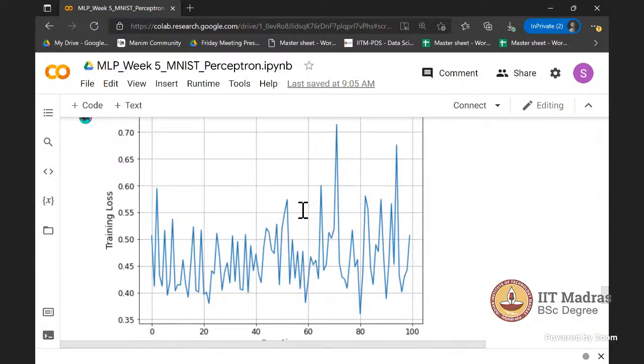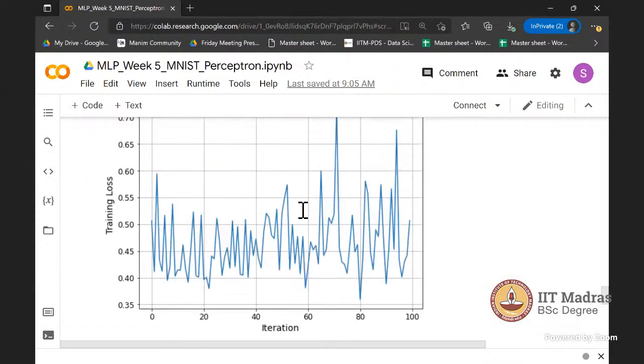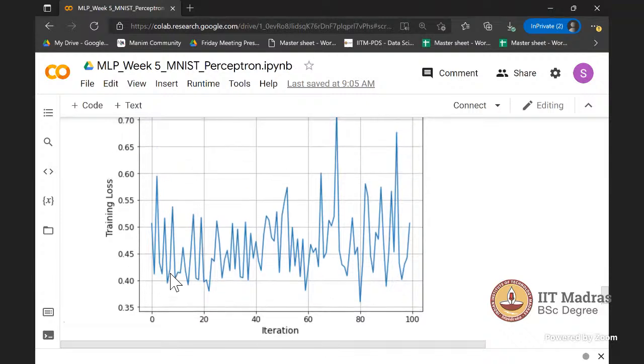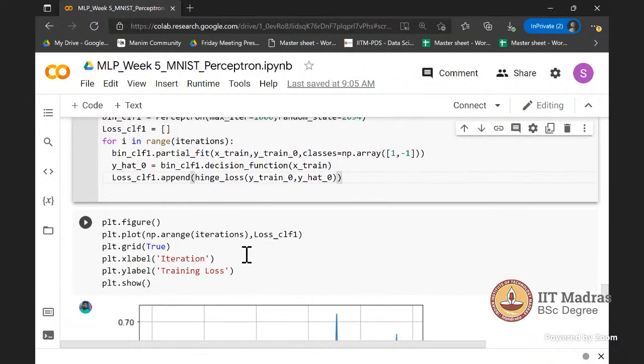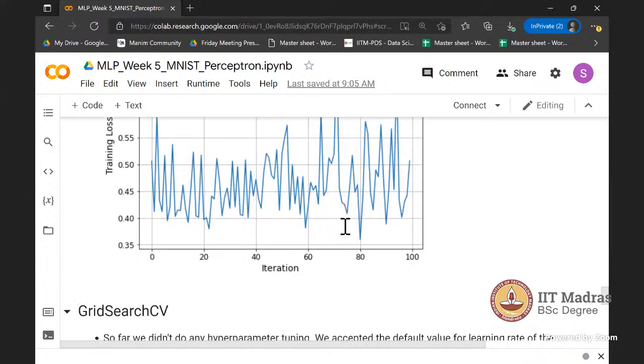Then the learning curve is okay. So using this partial fit, the learning curve is plotted. Again, for plotting the learning curve, you need to have the training loss with every iteration. Is it increasing? Is it decreasing? That is only going to happen if we can train the model iteration by iteration, and that is achieved by partial fit. And this is what you get.